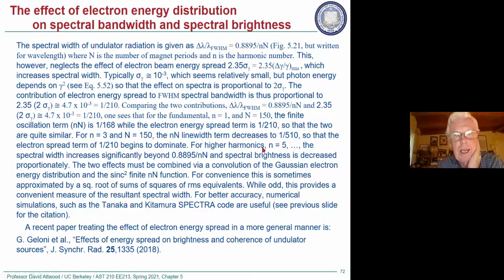And this slide is just a lot of detail about that. How much of an effect is it at the ALS, I think, is probably the example.